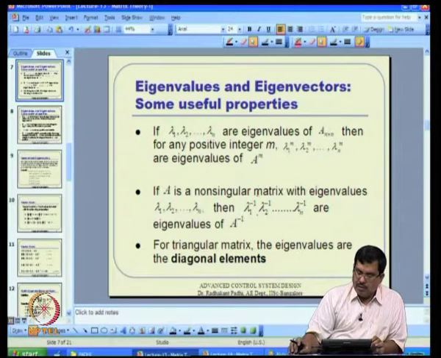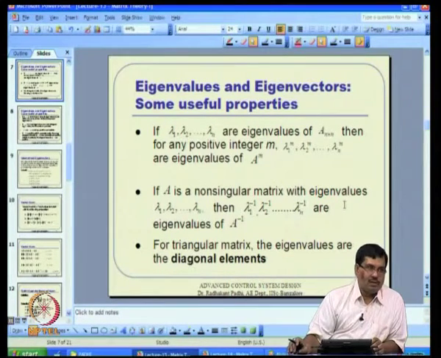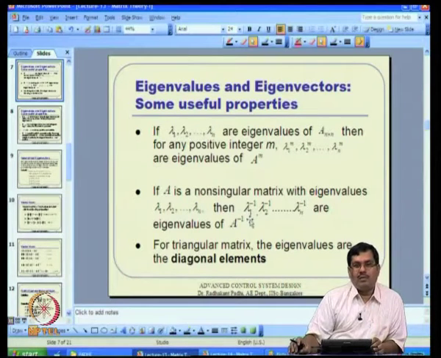Now, the similar thing is also true for minus 1 as well, and remember minus 1 means inverse, A to the power minus 1, that means A inverse. So, if I know the eigenvalues of A matrix, then all that I have to do is take 1 by lambda 1, 1 by lambda 2, and then claim that these are actually eigenvalues for A inverse as well. So, how do I do that?